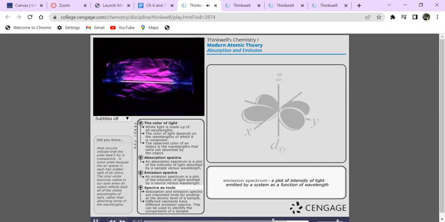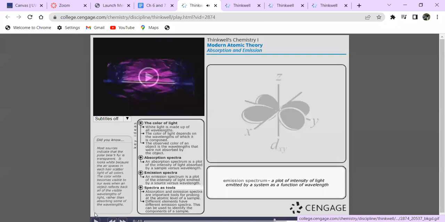You can see this beautiful purple color. Clearly, this is different than the tungsten light bulb in that we're not seeing white light now. We'll look at some of those colors, calculate some of those colors out next time we meet on Friday.